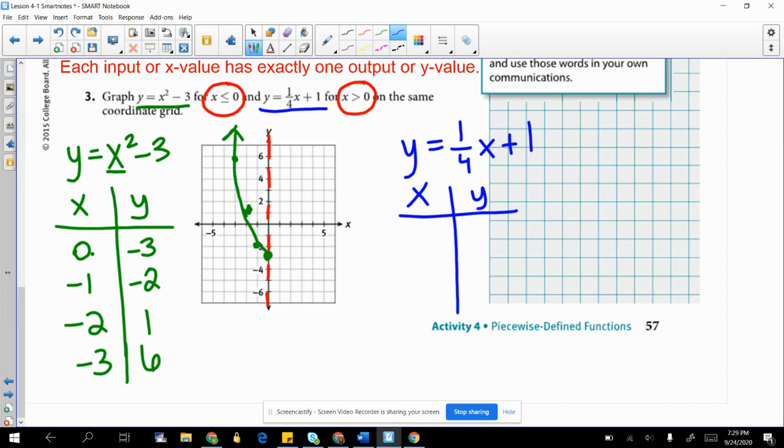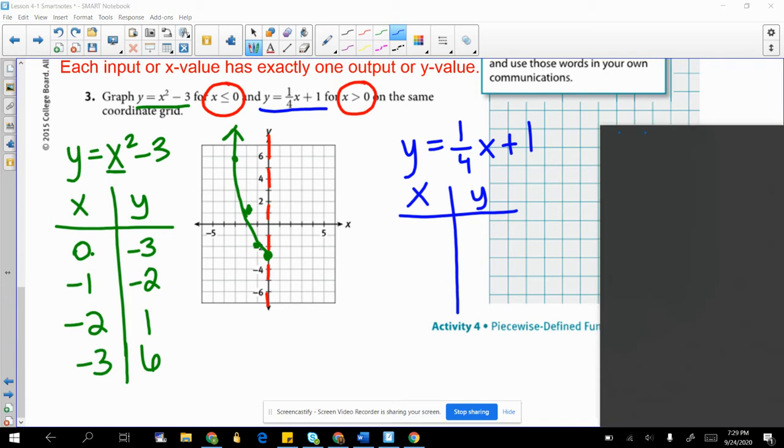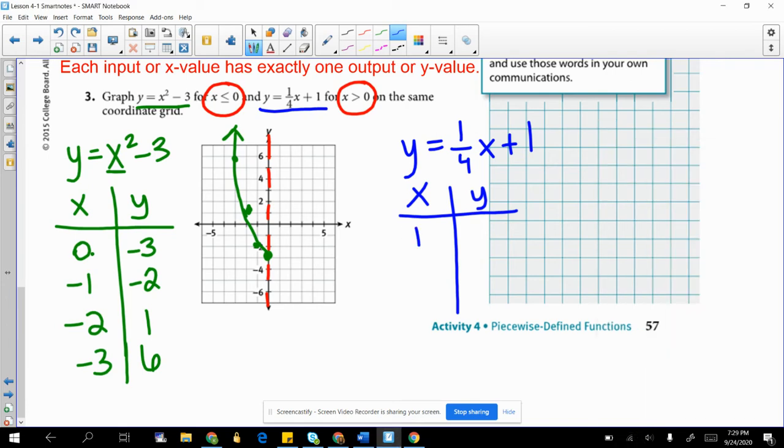Okay, cool. Moving on, we're going to do the same thing over here, but it is where x is greater than 0. So because it's not equal to 0, we cannot plug in 0, but we can plug in anything greater than. So let's maybe just do 1, 2, and 3. Or maybe 1, 2, and 4 would even be nicer. Okay, so again, we're plugging these in for x. So 1/4 times 1 is 1/4. Plus 1 is 1 and 1/4, or if you want to say it as 5/4.